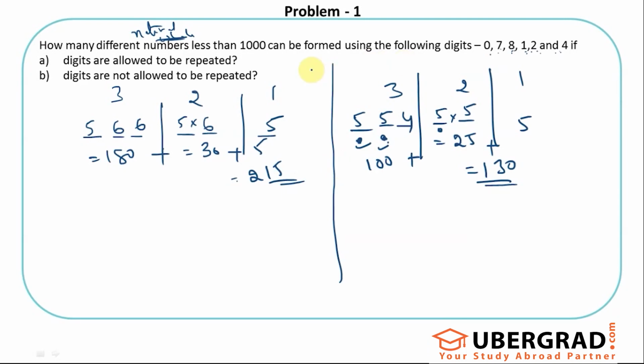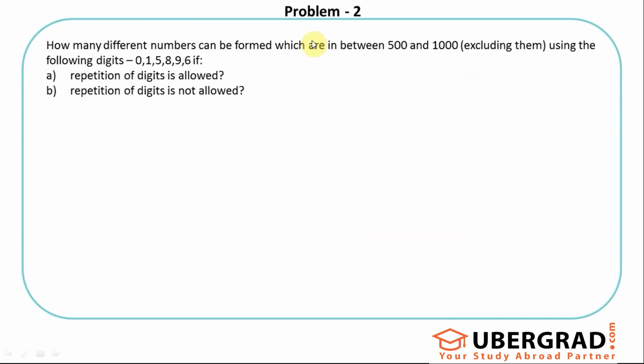The important point that we wanted to show is this, that less than 1000 is not just 3000. Don't stop it here. Also do 2-digit and single-digit numbers as well. How many different numbers can be formed which are in between 500 and 1000 excluding them using the following digits: 0, 1, 5, 8, 9, 6. So repetition of digits is allowed. So 500 to 1000 excluding them, I am talking about 501 to 999. There are only 3-digit numbers.